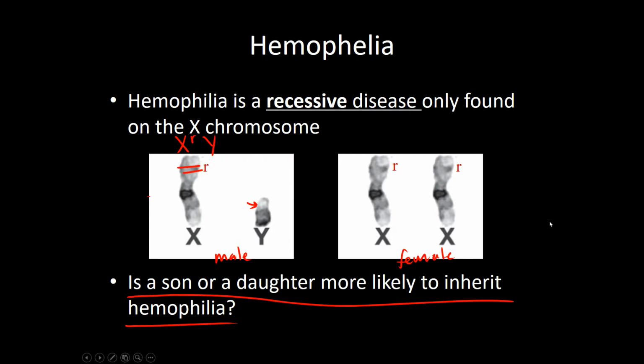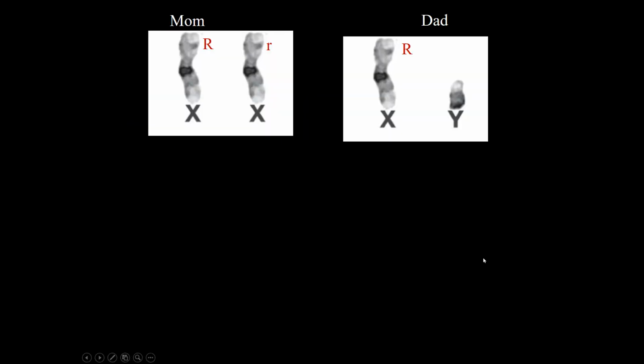Let's look at a couple more slides. Let's say the mom is a carrier, or heterozygous. Carrier and heterozygous are the same thing. Carrier means she carries the gene for it, but she does not have the disease because she has a big R, which is dominant, which was normal. So the big R is normal, little r means hemophilia. The dad here is also normal because he has a big R. Nothing goes on the Y chromosome.